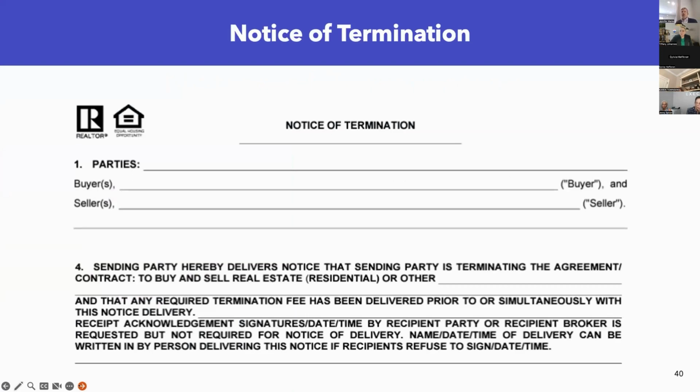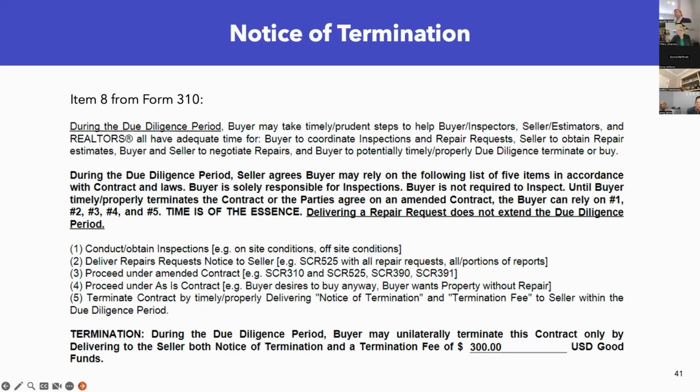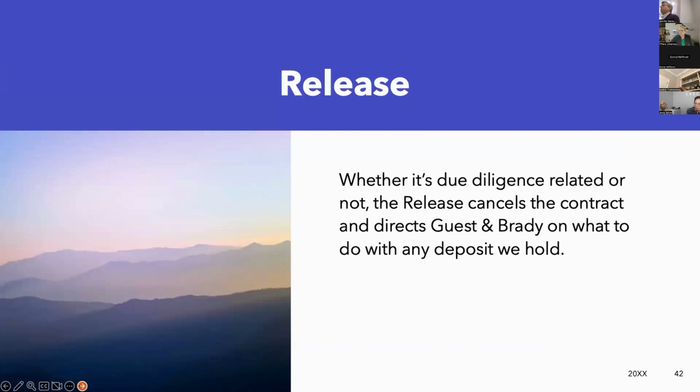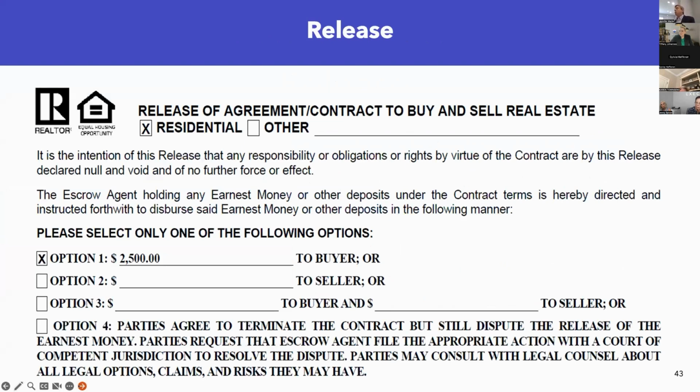And again, because I'm trying to hurry, the release of the earnest money is clear instructions for us at Guest and Brady. Where's it going? Who's getting it? Are they splitting it? Where is it going? That's just what we're doing, okay? And this is just one example of what that looks like. Now, what I would point your attention to here is option 4, because we do something at Guest and Brady that not everybody is aware of.